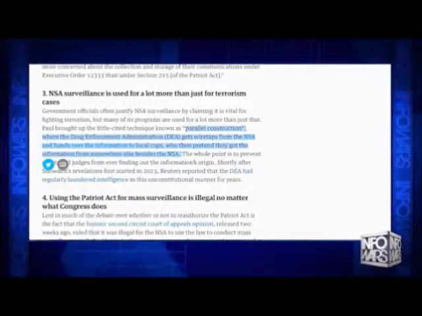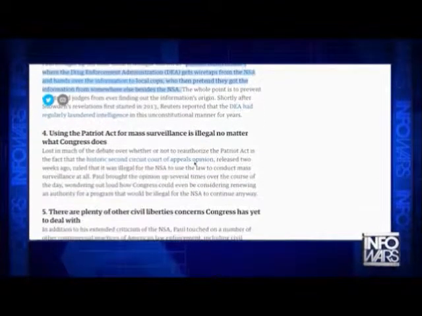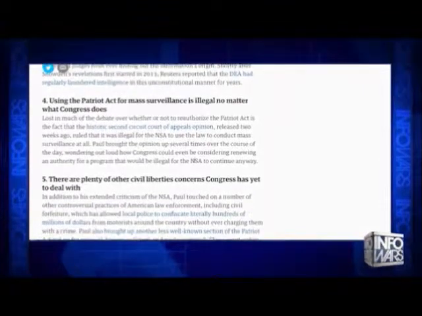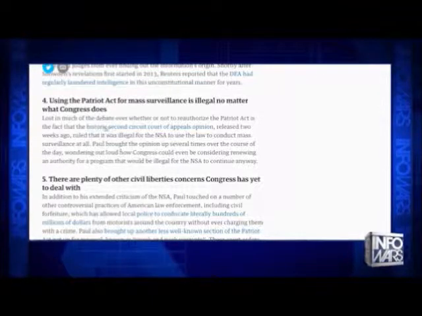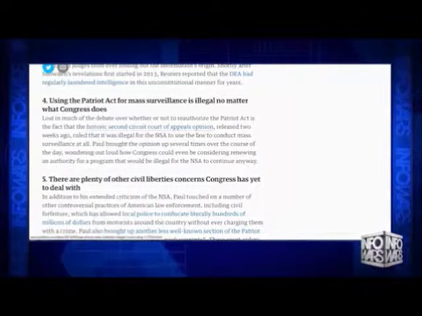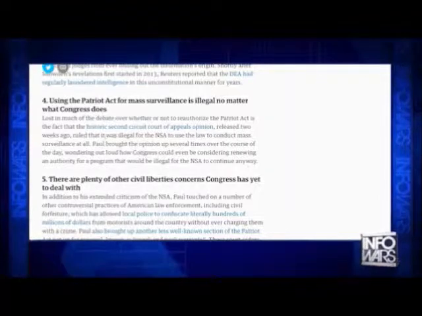Paul also points out how using the Patriot Act for mass surveillance is illegal, no matter what Congress does. Just 2 weeks ago, the Second Circuit Court of Appeals ruled that it was illegal for the NSA to use the law to conduct mass surveillance at all. So Paul kept bringing up the fact, why is Congress even considering renewing an authority for a program that would be illegal for the NSA to continue anyway?